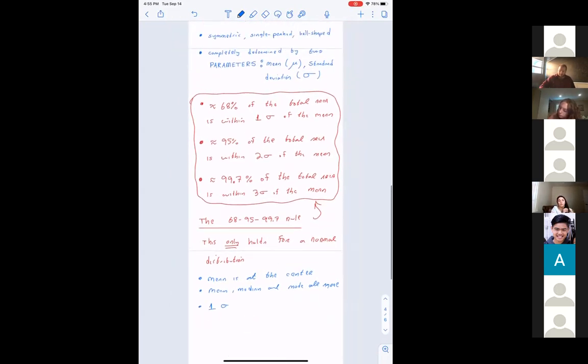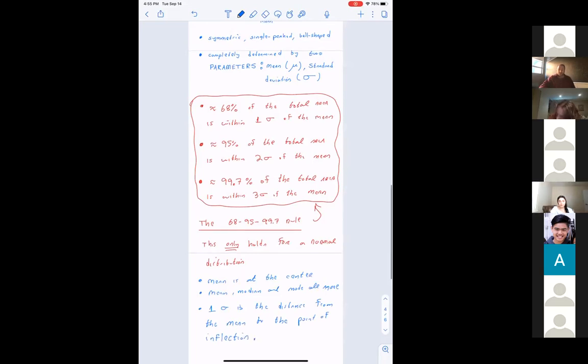1 sigma is the distance from the mean to, I'm just going to say the point of inflection, because that's what I labeled in the graph. And even without knowing how to calculate a point of inflection, you can still see on my picture the point of inflection.